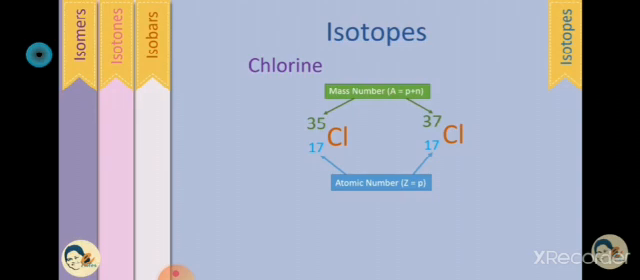Here 17 is known as the number of protons, that is nothing but the atomic number. Atomic number and number of protons are the same. The number 35 above in chlorine is the mass number, denoted by the symbol A. The other isotope of chlorine has 17 as atomic number and 37 as mass number. Both are chlorine, with the same atomic number but different mass numbers.